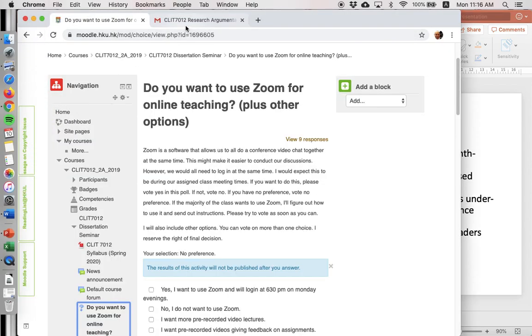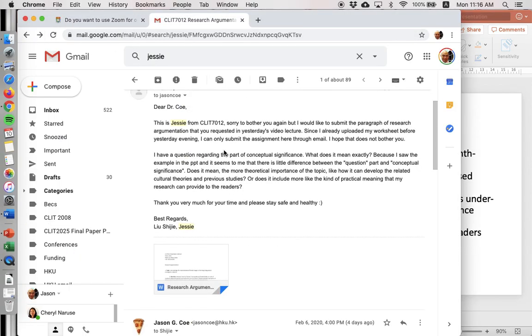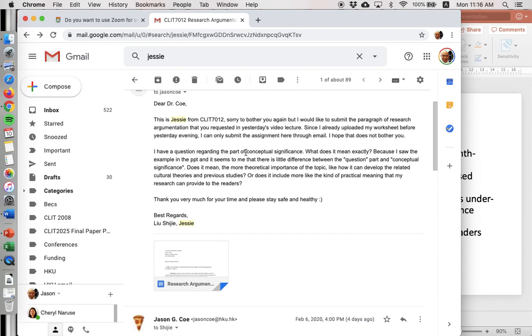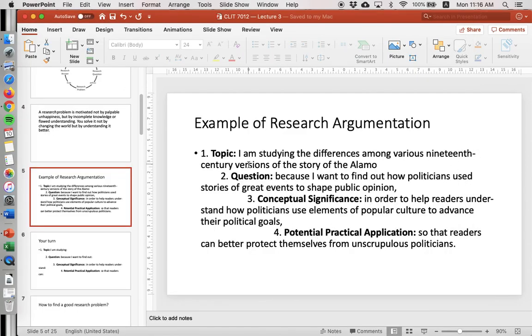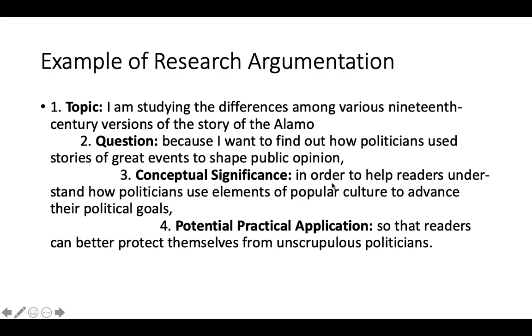Jessie came up with a really good question, so I wanted to talk about that today. She wanted to ask, what's the difference between the conceptual significance as opposed to the question? And Jessie had a little bit of trouble understanding the difference, and also the potential practical application. So how did these three differentiate each other? And I can understand why that might be an issue, because I want to find out how politicians use stories of great events to shape public opinion. Might seem not that different from, in order to help readers understand, how politicians use elements of popular culture to advance their political goals. Okay, but here's the thing, okay?